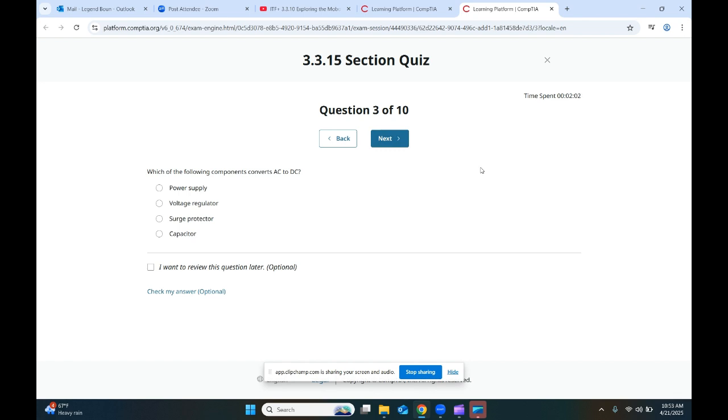Which of the following components converts AC to DC? AC standing for alternating current, and DC standing for direct current. Computers cannot use alternating current, just with the way that we need the data to be, we need direct current for bits and bytes. I see some kind of tricky answers here, and I want to talk about them. So the answer is power supply. I'm going to go ahead and pick that.